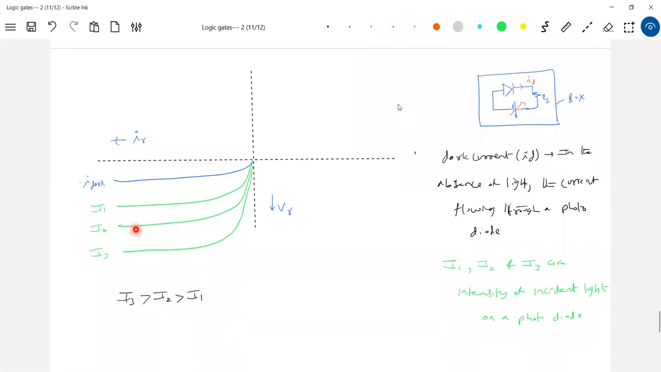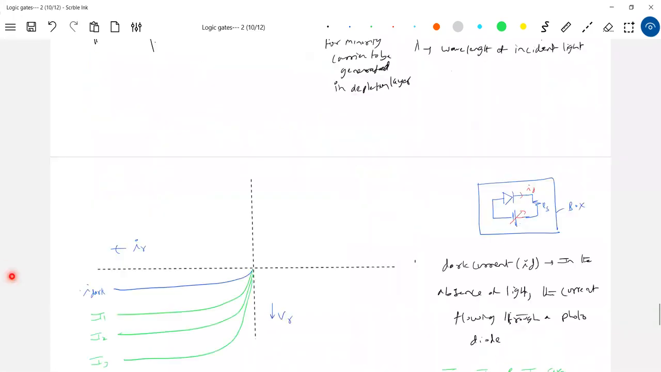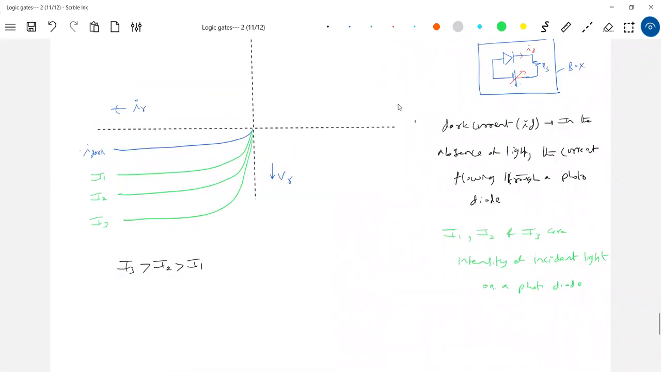Getting the picture now? Next, if I keep the intensity constant and vary the wavelength, will anything happen to the curve? If you vary the wavelength, the energy of the photon will change. But the number of photons in a beam of light will remain the same. If the number of photons remains the same, the number of covalent bonds breaking up will be the same, and the number of minority carriers generated will be the same. So will you get any change in the reverse current flowing through the diode? No, it will not change. So as you vary the wavelength of incident light on a photodiode, the reverse current will not change.